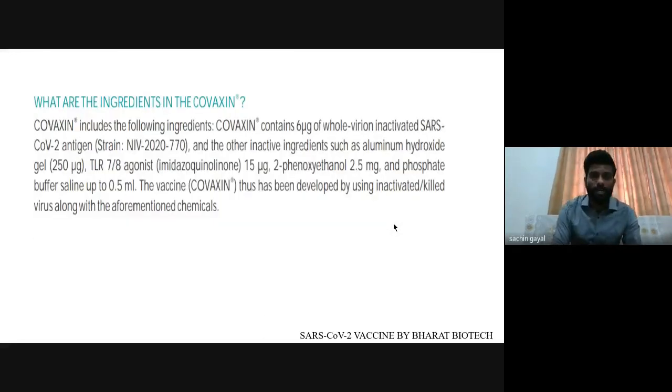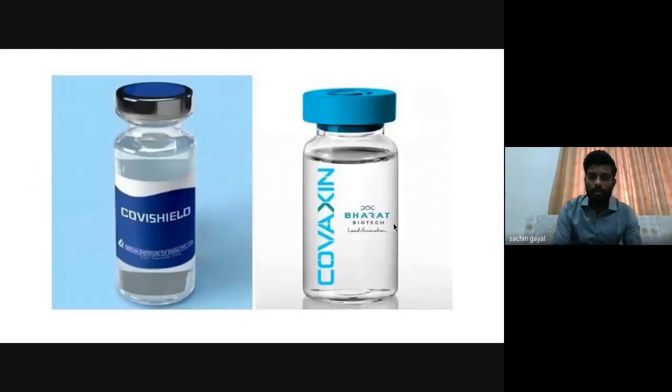This is the content of that Covaxin. It contains the whole-virion inactivated SARS-CoV-2 antigen and other inactive ingredients such as aluminum hydroxide, which is used as an adjuvant in that vaccine. These are two vaccines produced by Bharat Biotech, that is, these are the Indian vaccines. That is the Covaxin content and adjuvant.